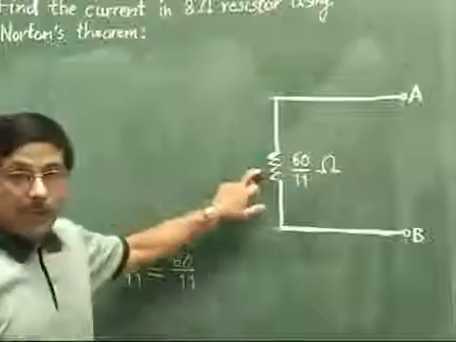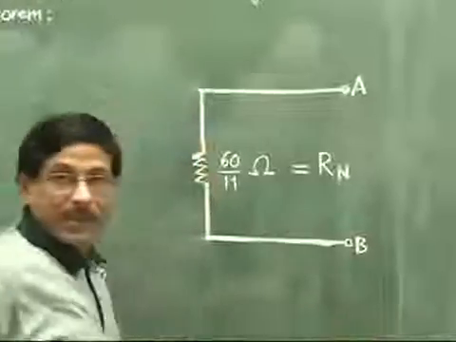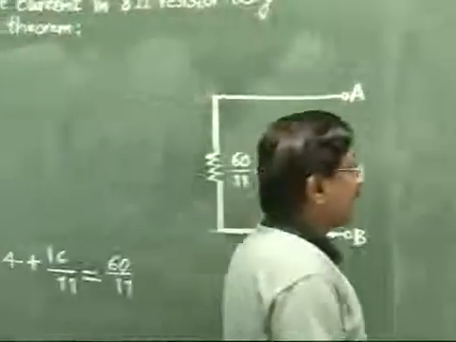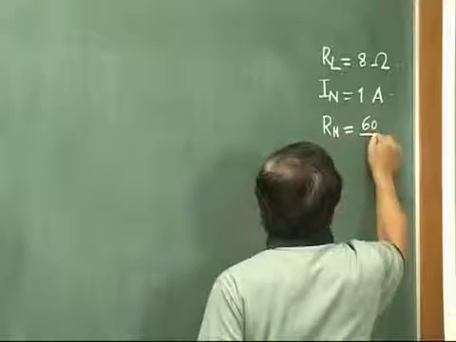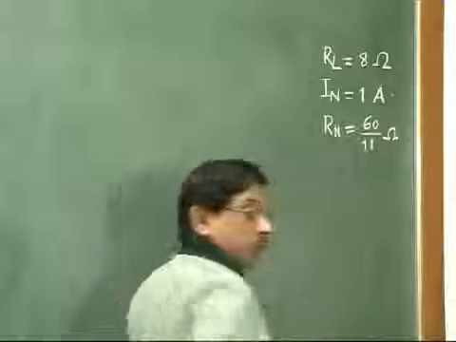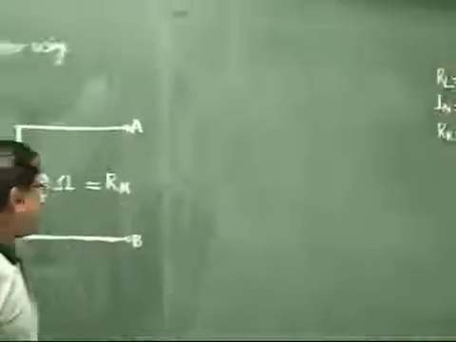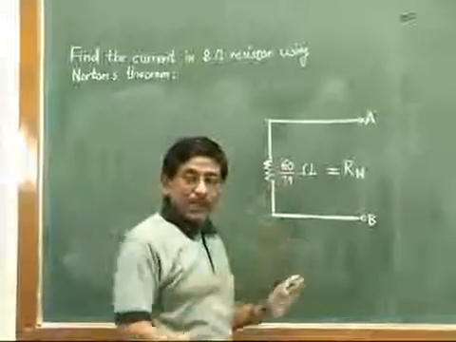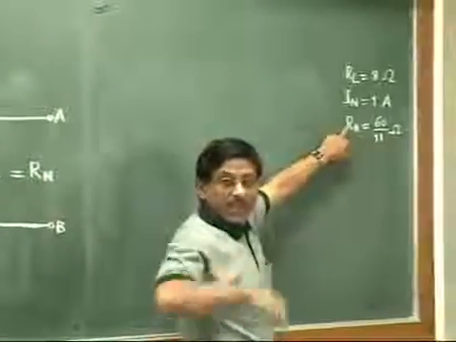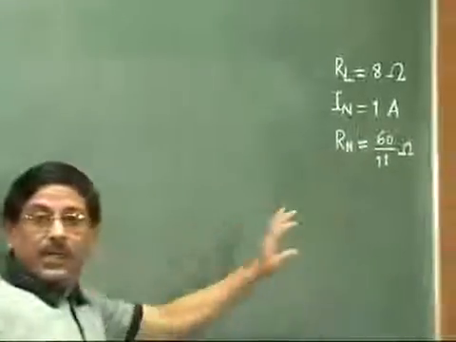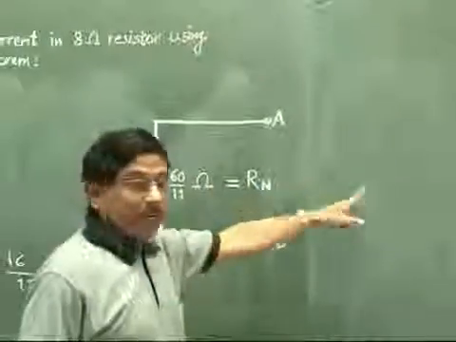And this equivalent value is nothing but our Rn, Norton's equivalent resistance. So this value also we have calculated. I will just write it here: Rn must be equal to 60 by 11 ohm. Now remember, those who have seen the video of Thevenin theorem, we solved the same problem there. You will find that exactly the same procedure was adopted. There it was called RTH, here it is called RN, but remember the meaning is the same in both procedures. So 60 by 11 is the equivalent resistance.